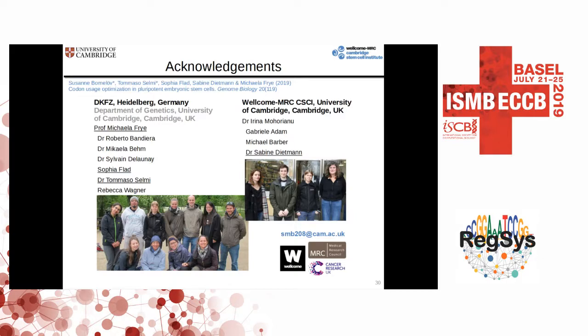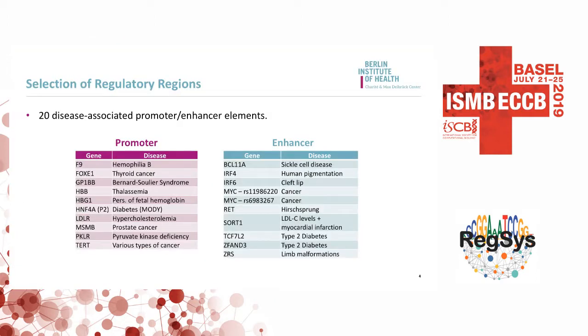Again, these are 20 regulatory elements. I call them promoter and enhancer because we did a slightly different MPRA here. All of them are linked to a genetic disease, most of them to cancer, but there are also all types of other diseases. So these are our selected regulatory elements.